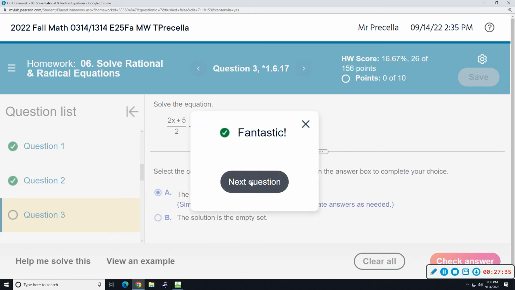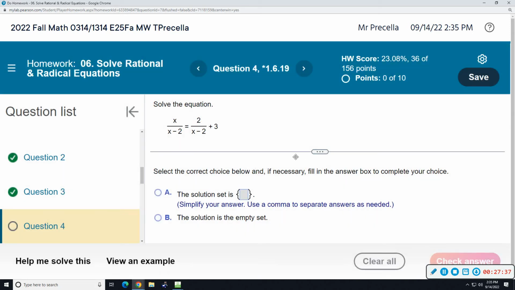Okay. Let's see about number 4. Oh, looking at number 4, hey, they have the same denominator in both cases. What's the only number that we could get that would have to be crossed out as a solution? 2. Okay, let me write that problem down.